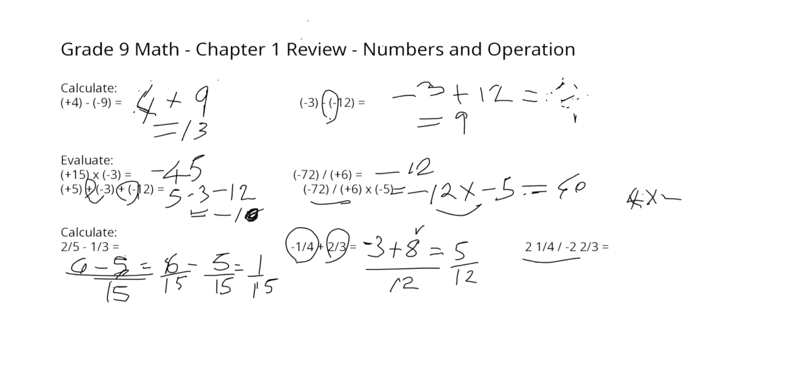So 4 times 2 is 8. 8 plus 1 is equal to 9. And then we're going to keep the denominator, which gives 9 over 4, okay? And so the next mixed fraction is 2 over 3. So we're going to say 3. We're going to multiply that by 2. And then we're going to add 2.